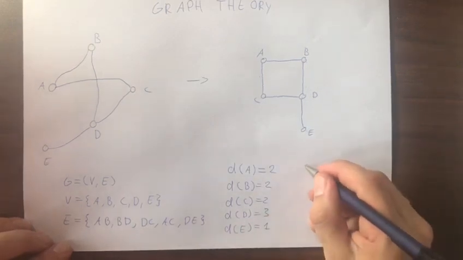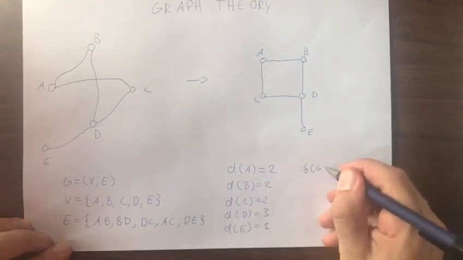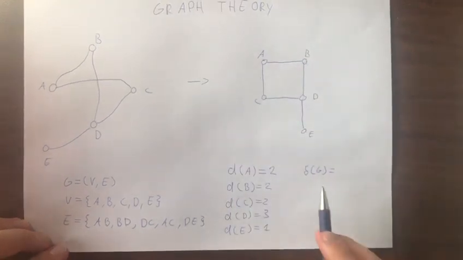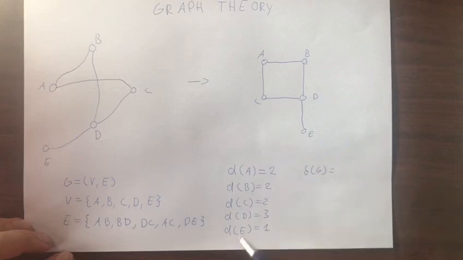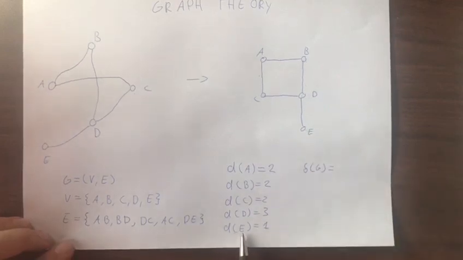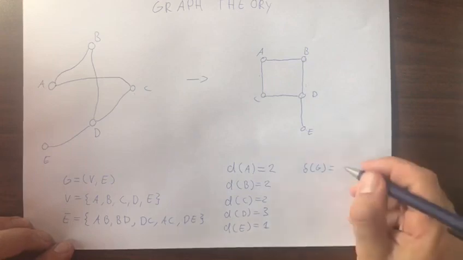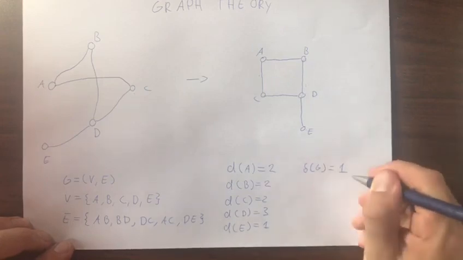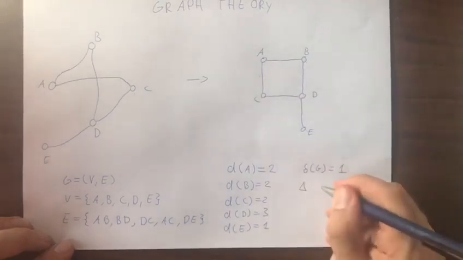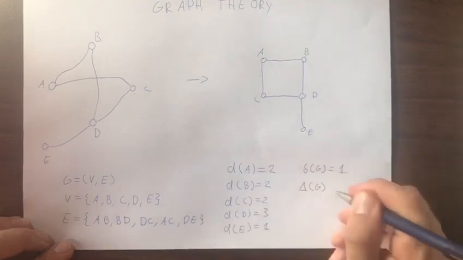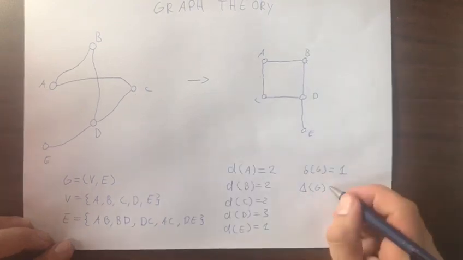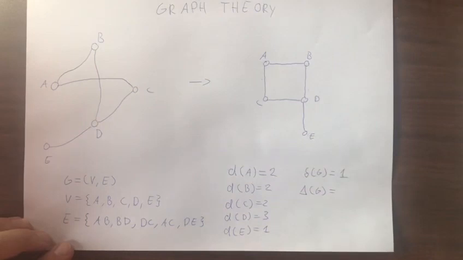And we note the minimum degree of a graph like this. And the minimum degree of a graph means which vertex of the graph has the lowest degree, which in this case is the vertex E, which has a degree of 1. So the minimum degree of G is 1. We also have the maximum degree, which we note like this, which means the vertex of the graph which has the highest degree, which in this case is 3.